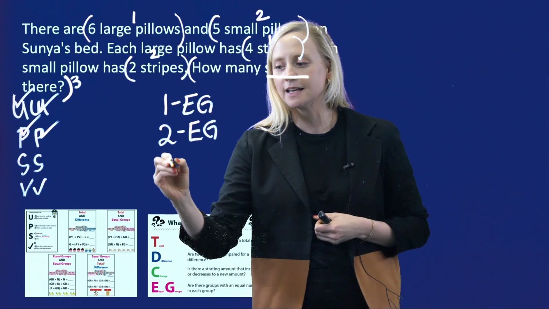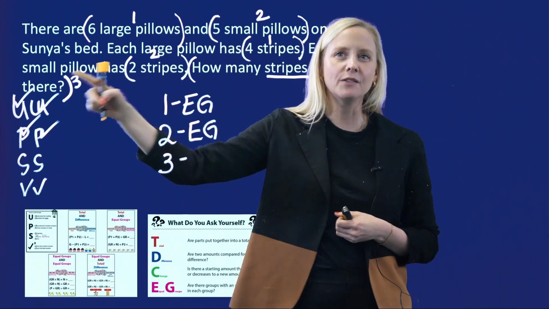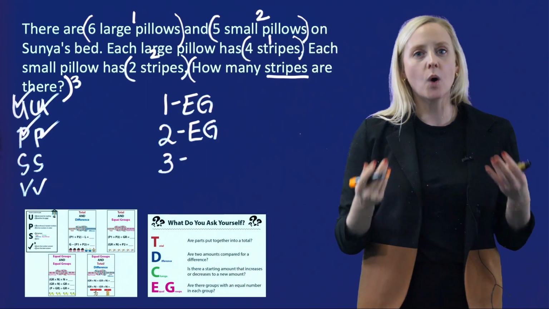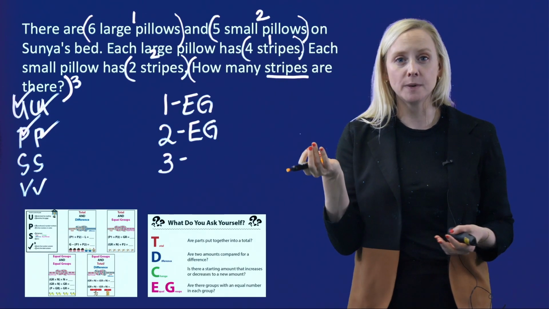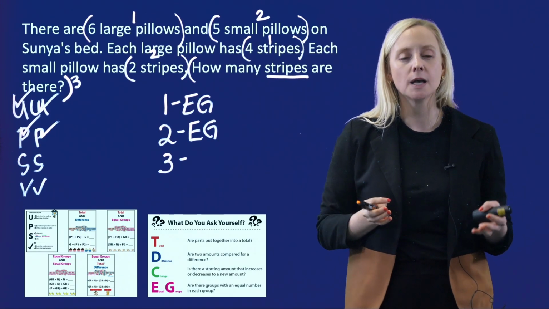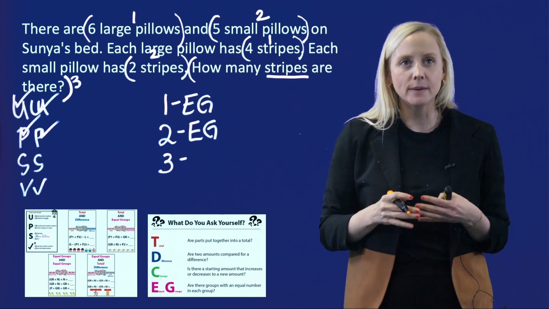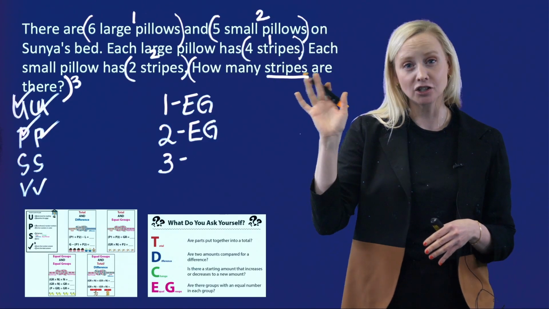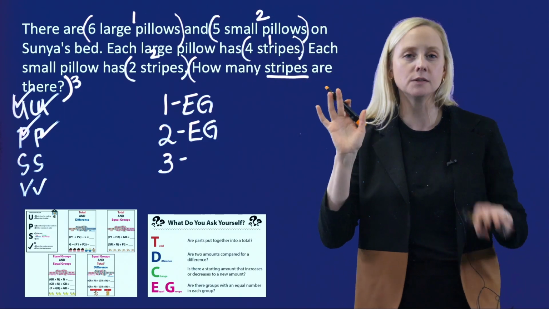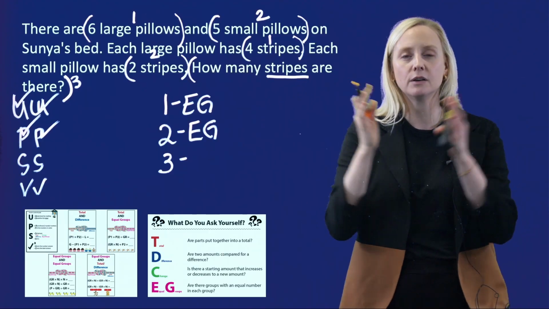Now my third schema, we put parentheses around this last sentence because once we know the stripes, we're not finished. We know the stripes on the large pillows and we know the stripes on the small pillows, but then it's asking me about how many stripes there are in all, how many altogether. So I'm actually putting together stripes on the large pillows and stripes on the small pillows, putting those together.